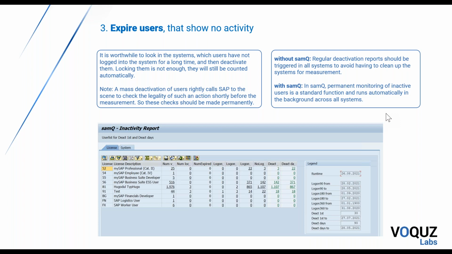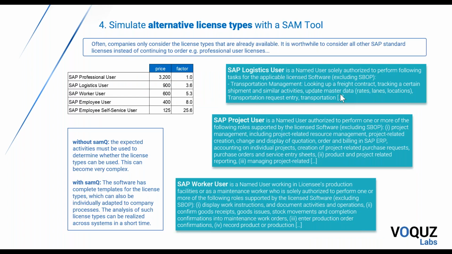Okay, so when you don't have a tool, you need to have your SAP Basis admins looking at the users who have no logons. If you have a tool, the tool can be configured to automatically deactivate users which show no login activity, which is helpful because you would always be prepared for the audit when it comes up. So, alternative license type: simulate alternative license types with a SAM tool.